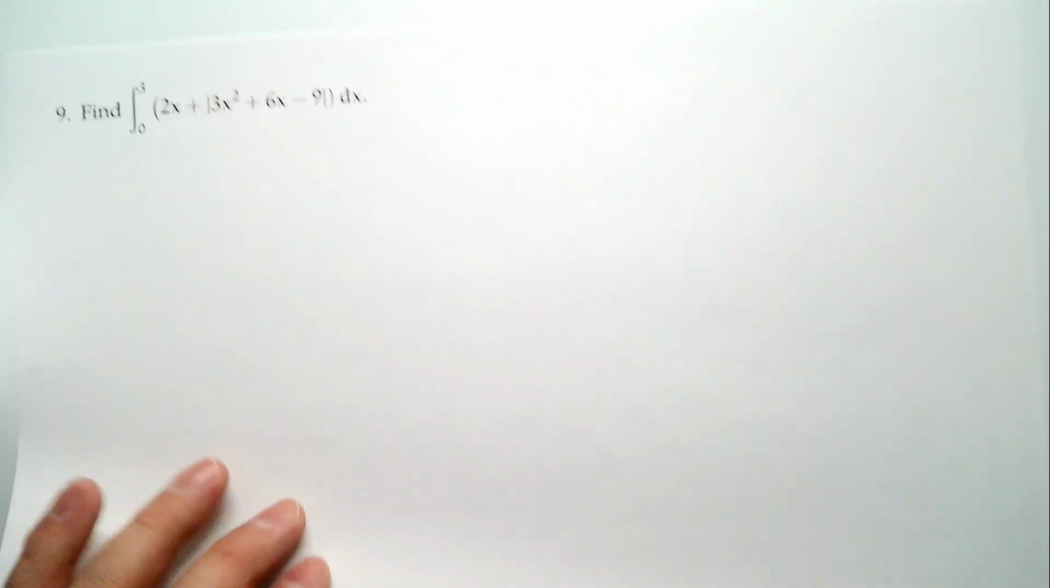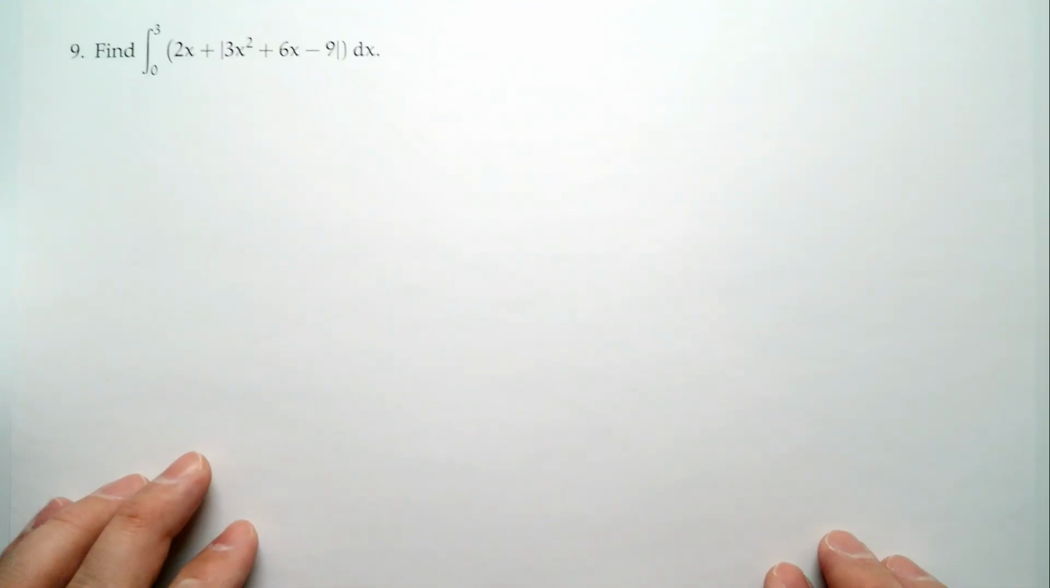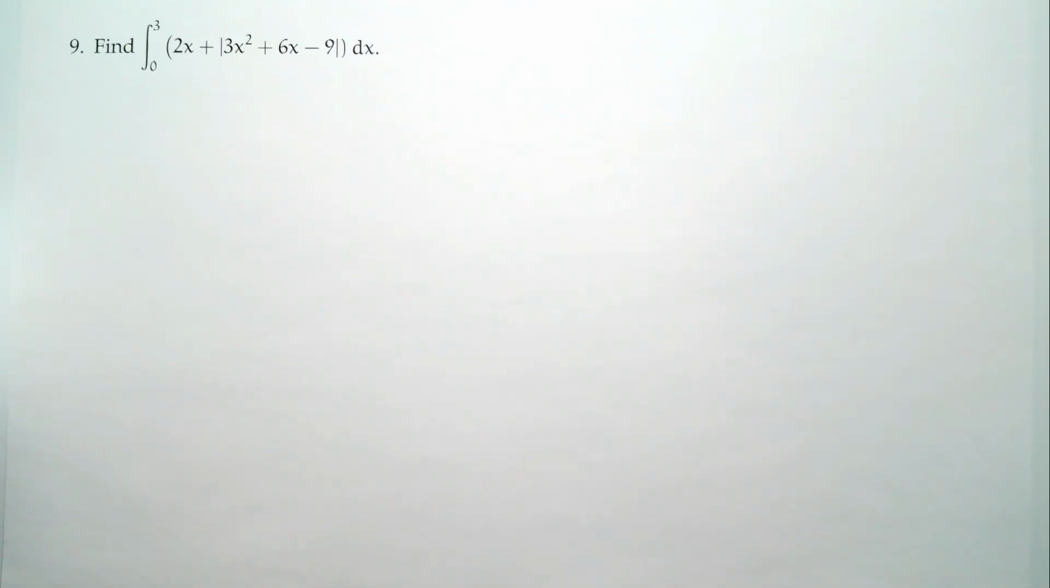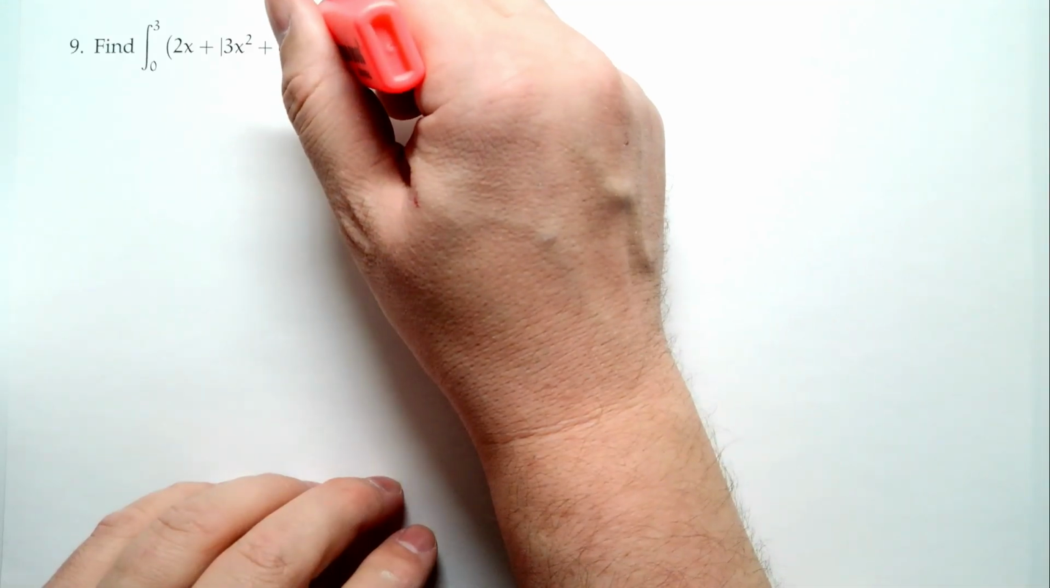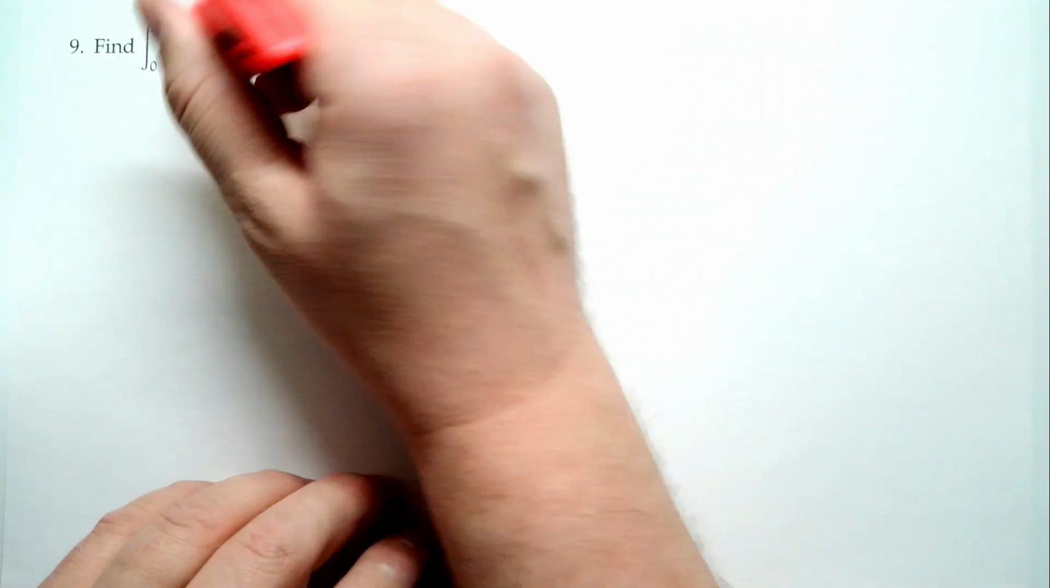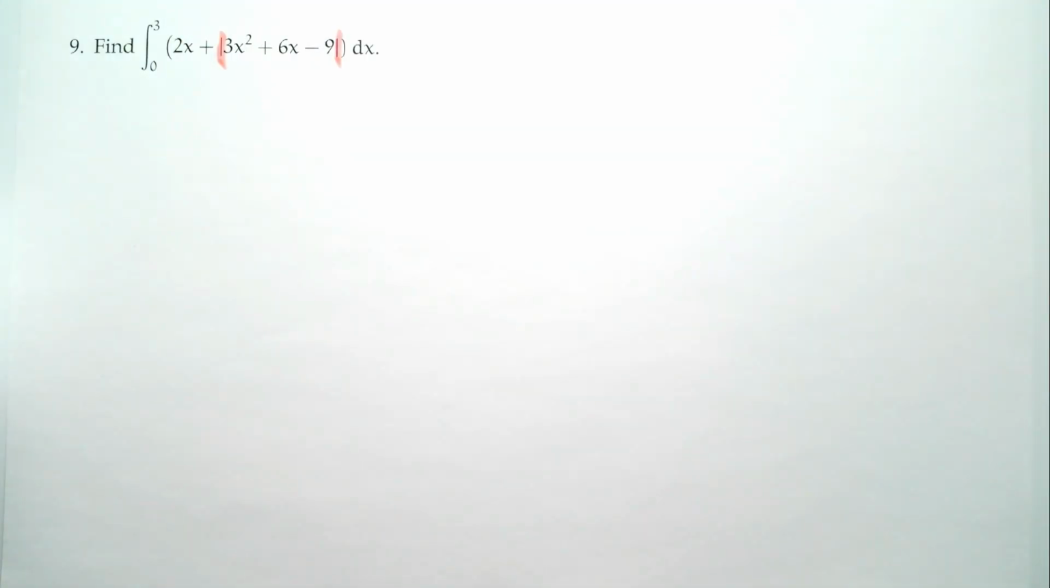Number 9. Find the integral from 0 to 3 of 2x plus the absolute value of 3x squared plus 6x minus 9 dx. Now, this integral doesn't look so bad except for one tiny detail. Absolute value. Absolute value is sort of a headache. It's not fun to work with. So the moral is, don't work with it.